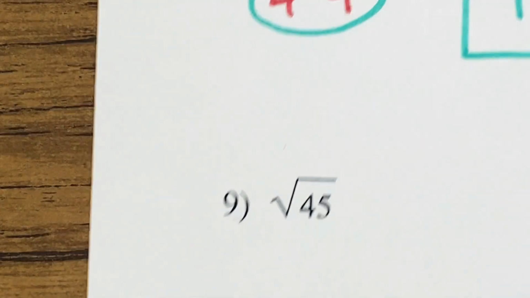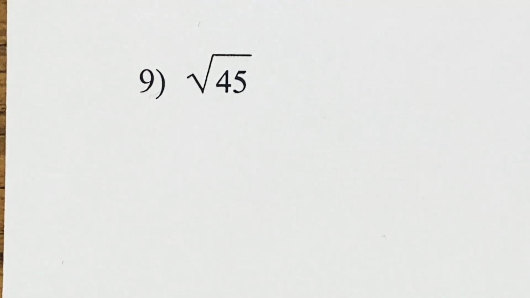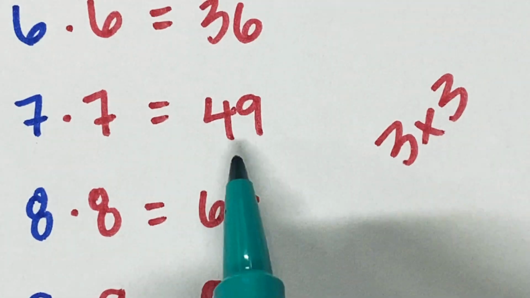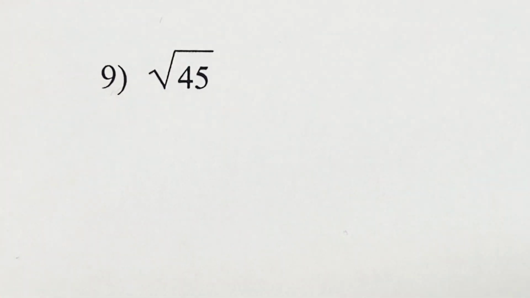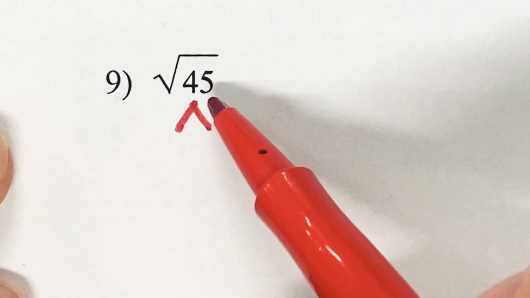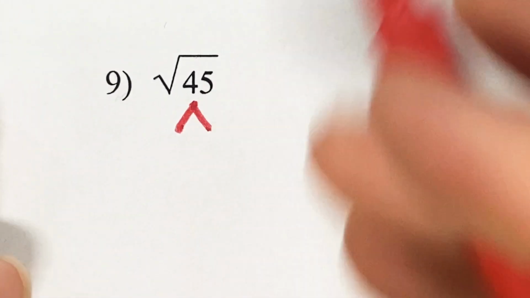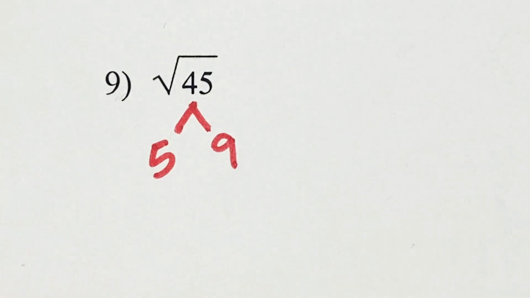Okay, let's look at number 9. Square root of 45. So we know that 45 was nowhere on our list. It's close, right? We have 49, but we don't have 45. So we got to break it up. So how are we going to divide 45? It's not even, so we can't divide it by 2, but I do see that its last digit is 5, so we can divide it by 5. So what is 45 divided by 5? It's going to give me 9.